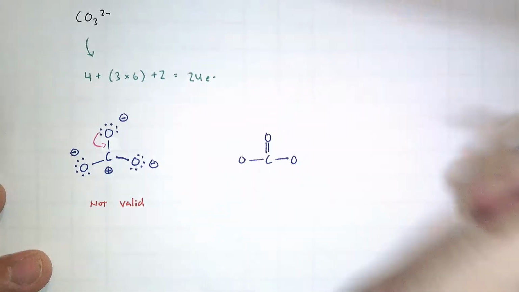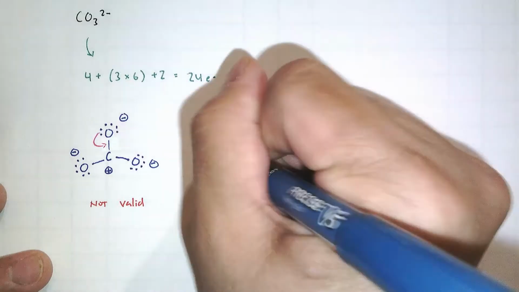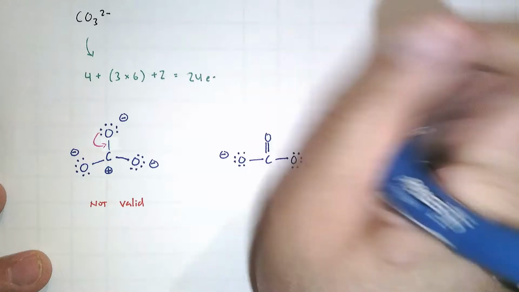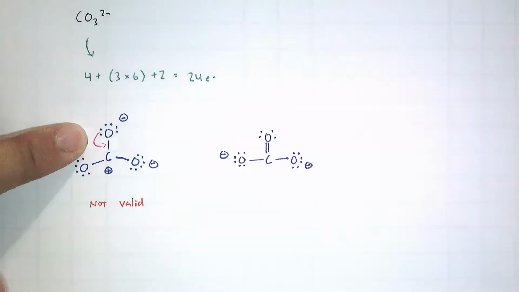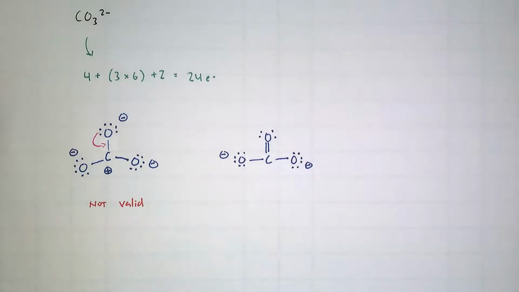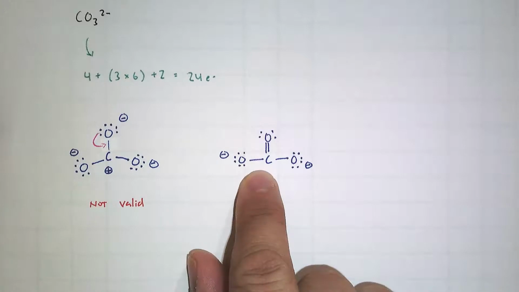Okay, don't worry about the angles of the lines. Worry about the bonds and the lone pairs. Do you see how by moving that lone pair to make a bond, all the atoms are still satisfying the octet rule? Well, now carbon also satisfies the octet rule.